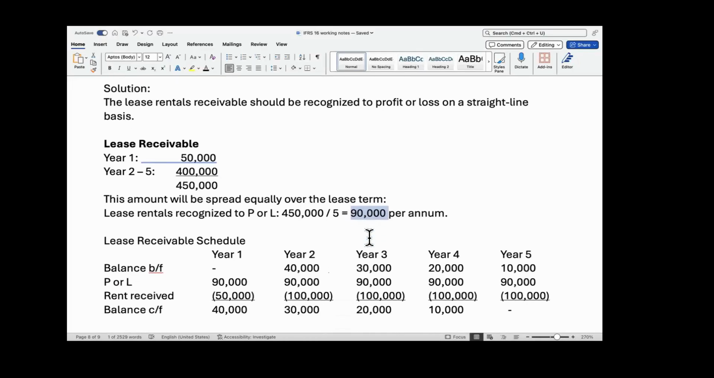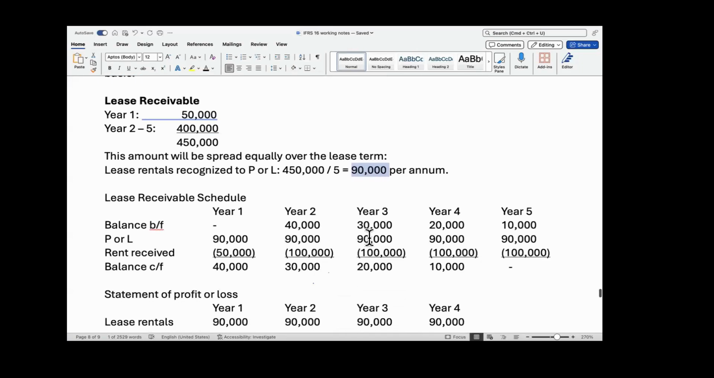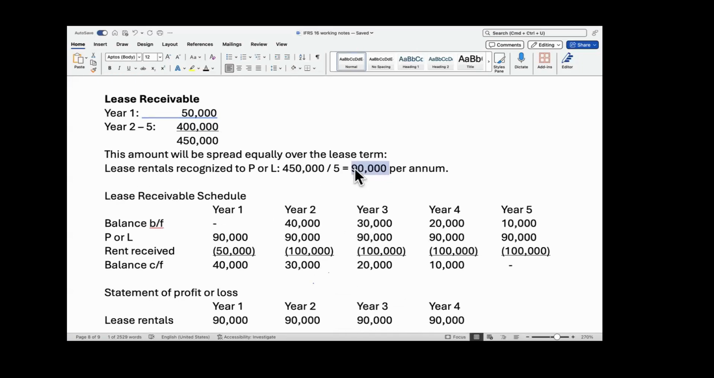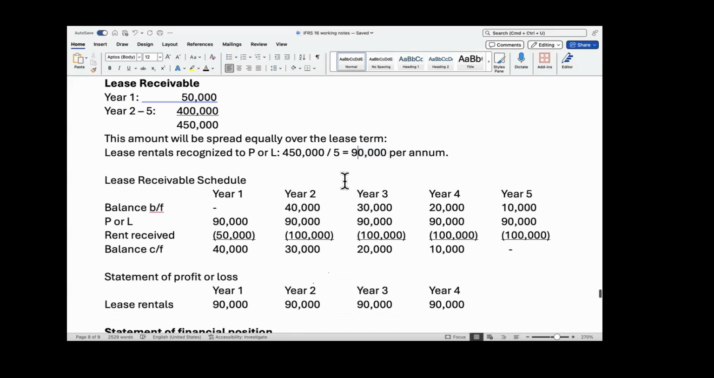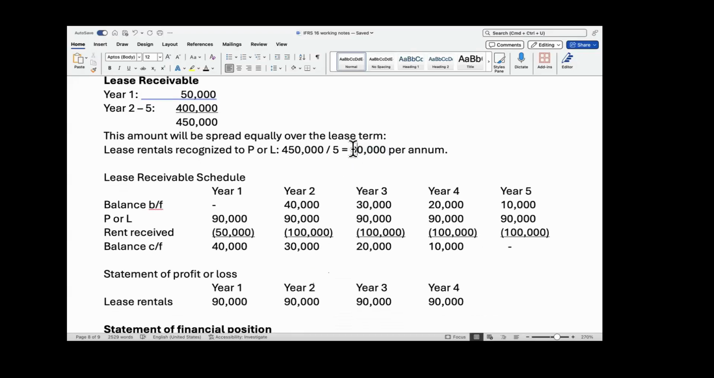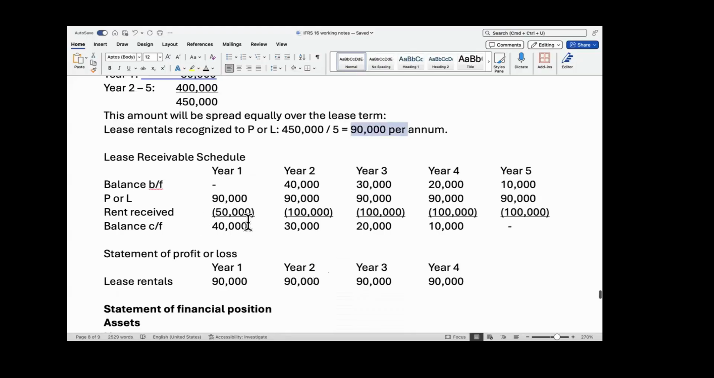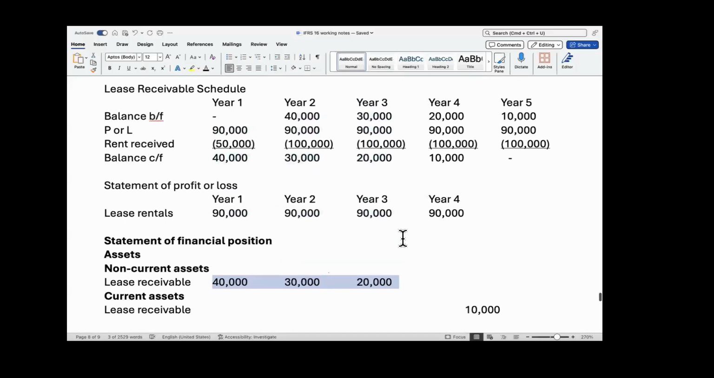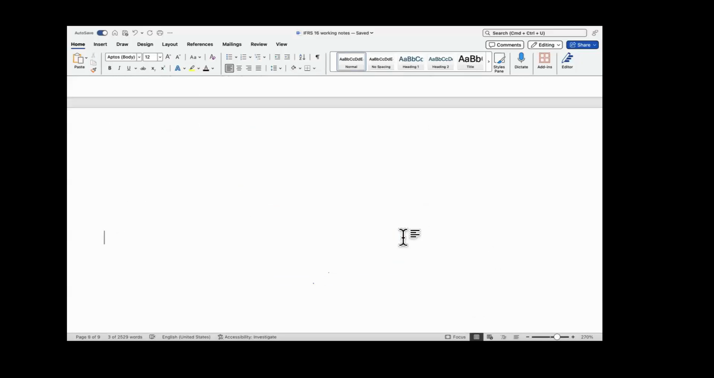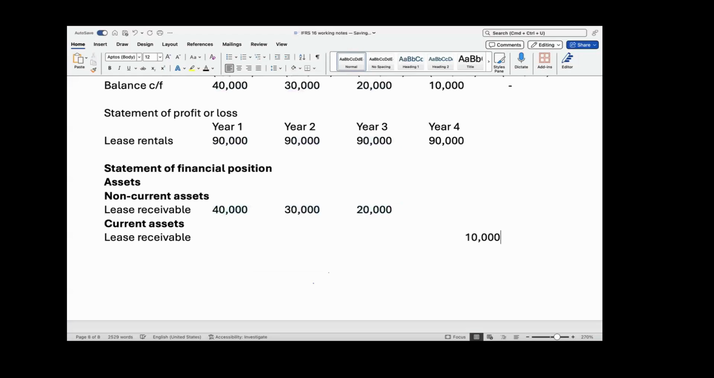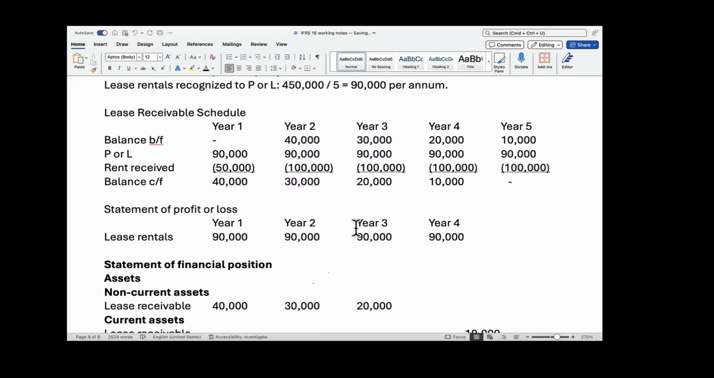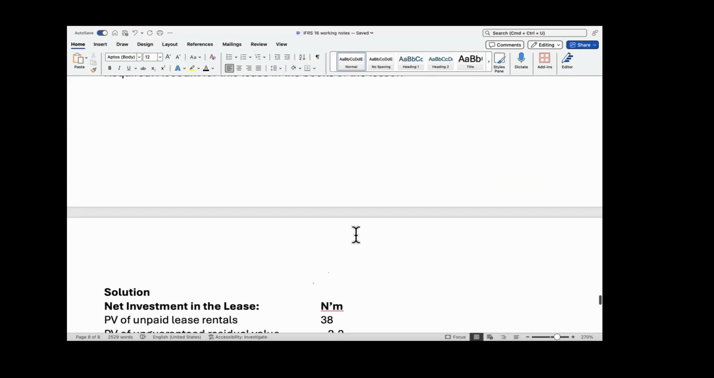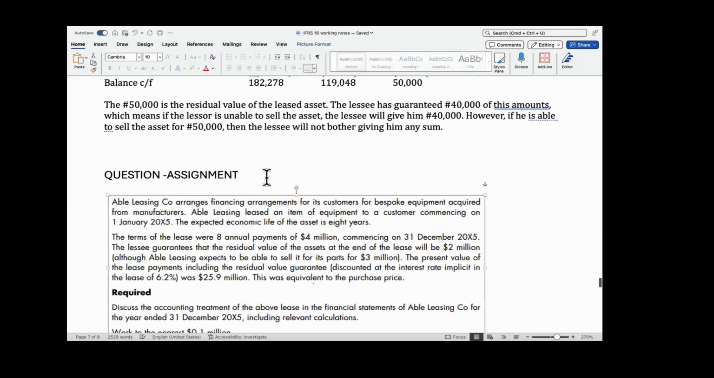So when we get the 90,000, we can then spread that. That is what you recognize to P&L. But since what you're recognizing to P&L is different from what you are receiving, that means there will be some receivables, which is what this is all about. And those receivables are recognized as assets because it's part of what you're expecting. Okay, and this is the end of this topic called leases, IFRS 16.